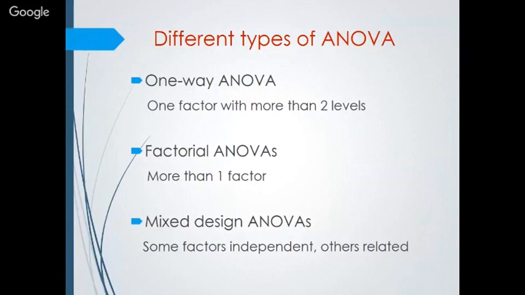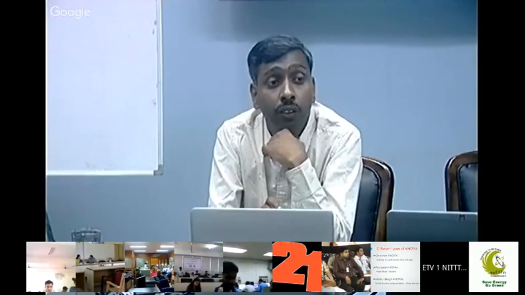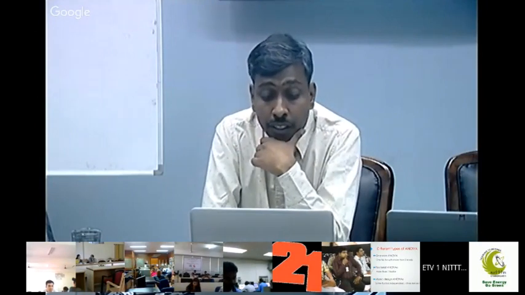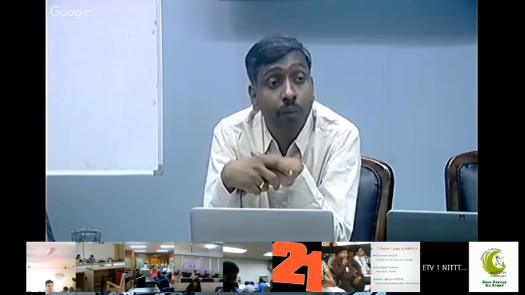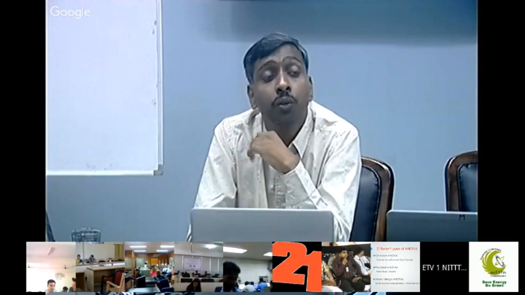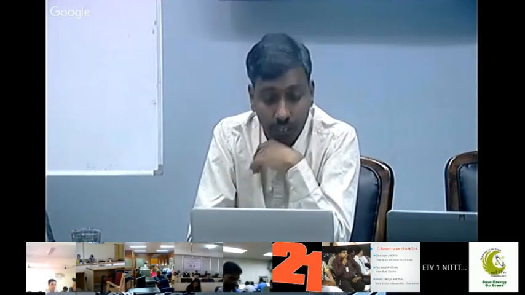So factorial ANOVA means we have one factor, our one fuel. We can add one more factor, and we can check whether there is any significant difference between the groups and within the factor also. That type of analysis is factorial ANOVA. And mixed design ANOVA is a complicated scenario, with multiple factors and multiple groups. That is a complicated procedure, used for complicated experimental situations.